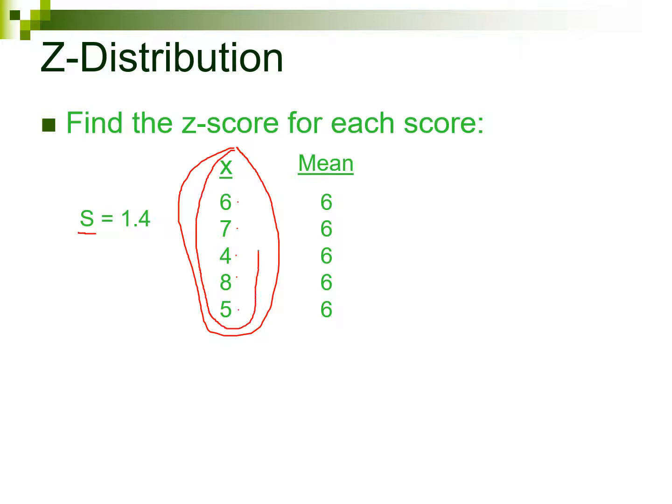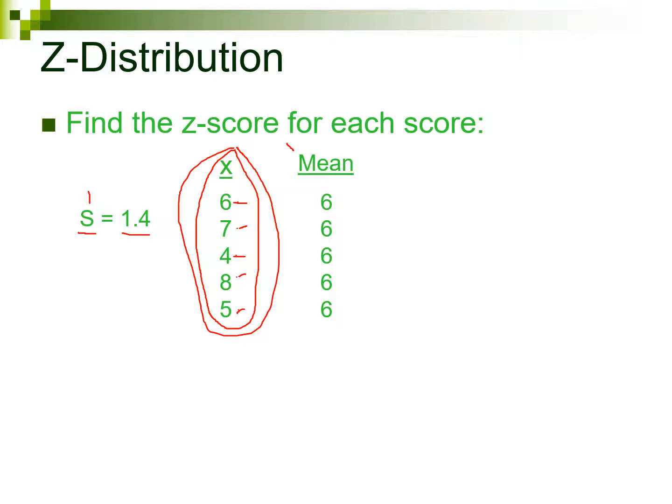You would just plug in each of these numbers into the calculator like I showed you last week, do the right thing, and you will get the sample standard deviation of 1.4. So now that we know the mean and the standard deviation of this distribution, what we could do is to calculate the z-score for each of these raw scores. So let's do that now.